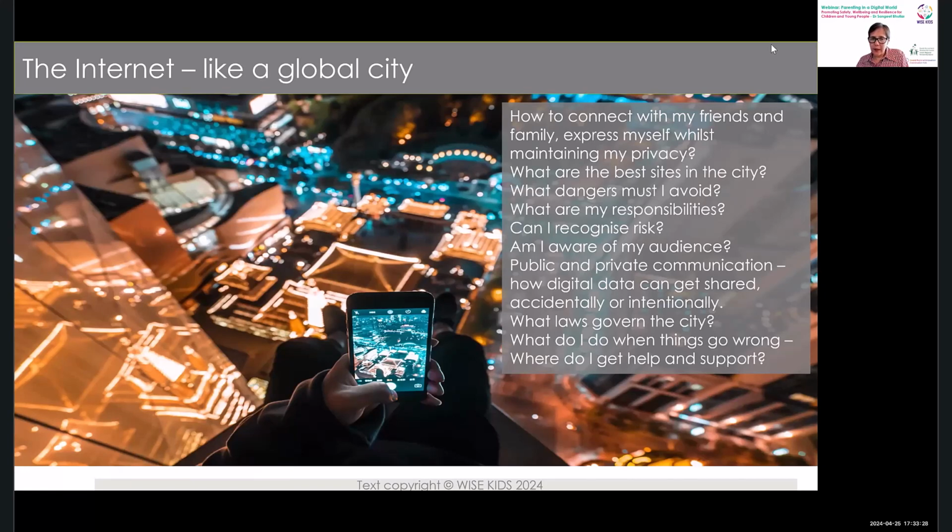But the other big aspect about the digital world being like a city is we want children to know about the laws online. We want them to know that there are laws and that these laws are there to protect us. We want them to also know where to go when things go wrong. So, reporting abuse is really important. So, again, these are things we'll come back to.